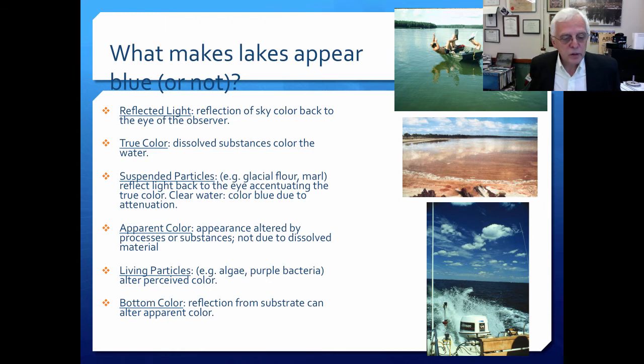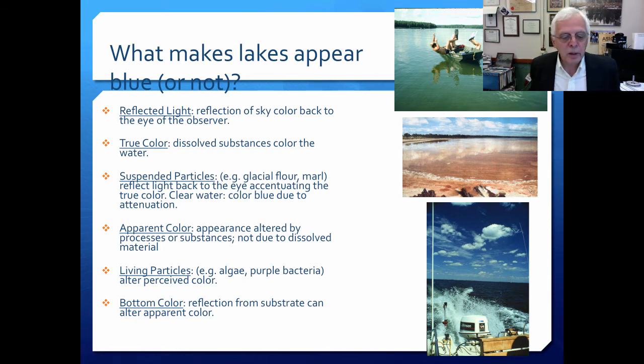Other particles exist in water, and these would be algae and purple bacteria. You see those in the middle. In Pink Lake in Australia, there are purple sulfur bacteria. You also see green particles in the lake at the top that will reflect back their color to your eye, and these will alter the perceived color or the apparent color of the water.